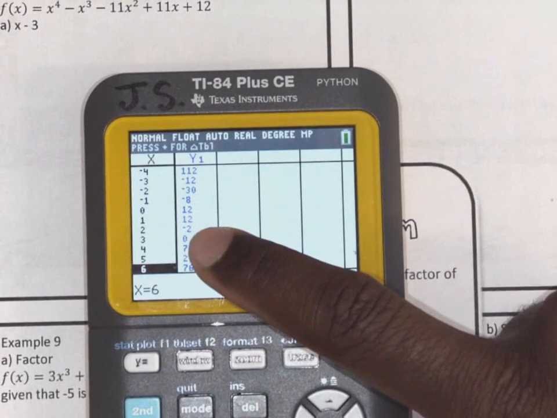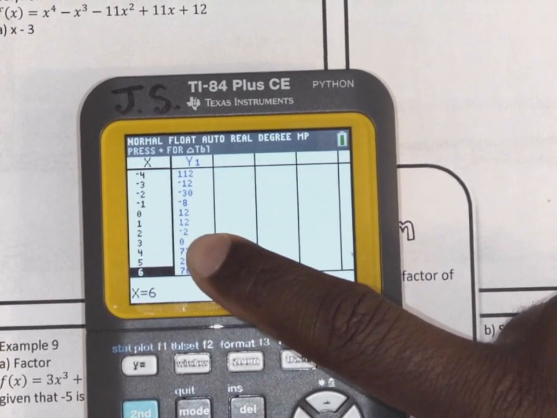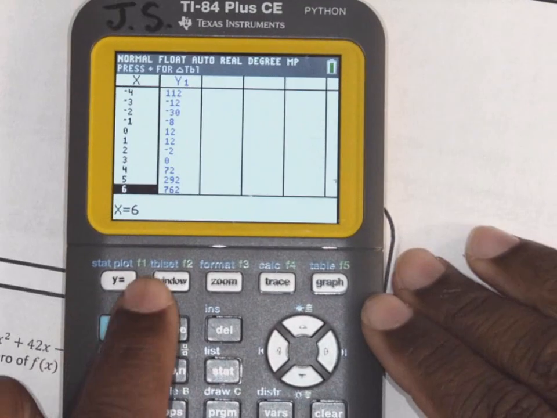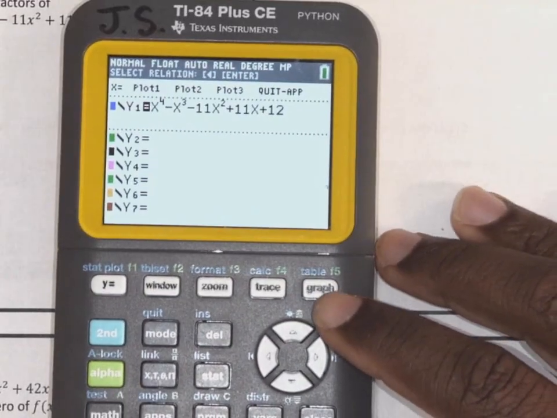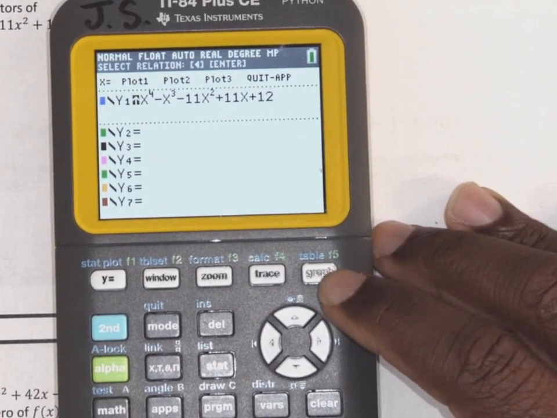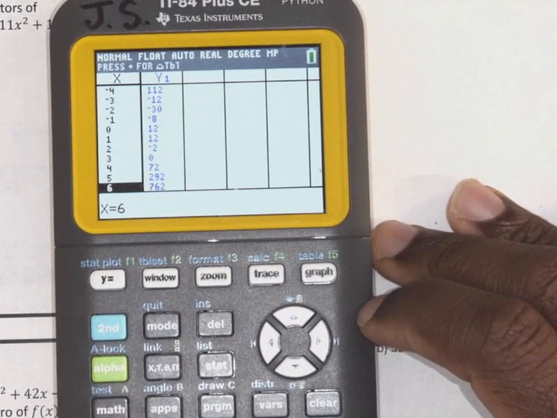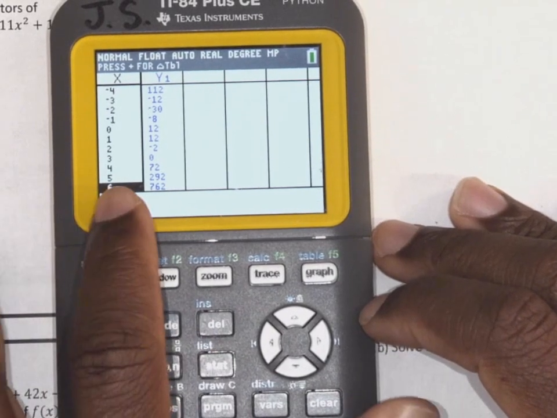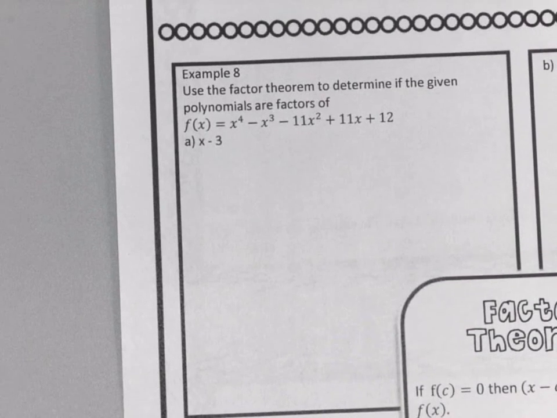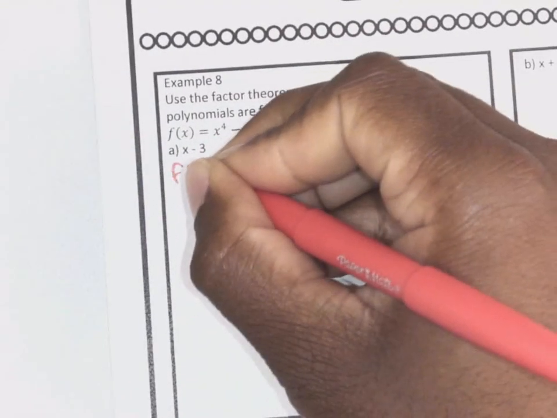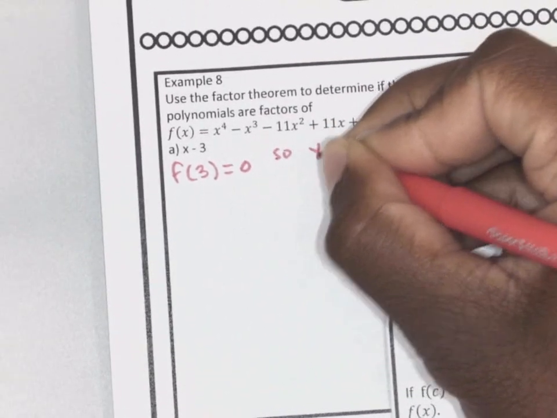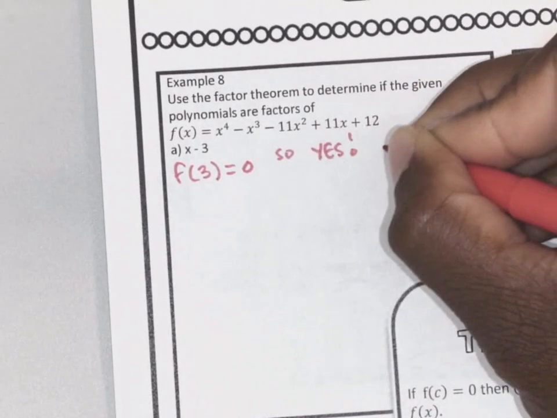All right, so everybody okay with how we reached that conclusion? Yes, this is going to be a factor. Did you already put the number in? Okay, you hit the second button, and then you hit graph. That'll take you to your table. Then you scroll up or down to 3, and f of 3 came out to equal 0. So yes, it's a factor.